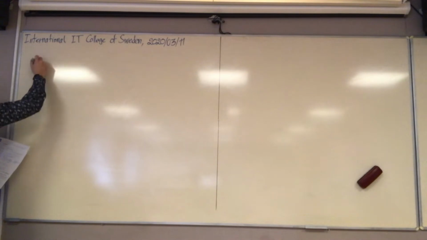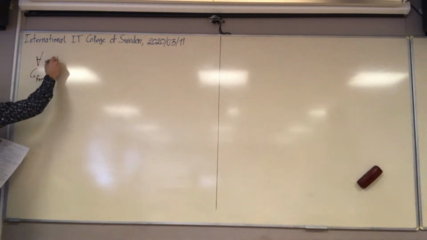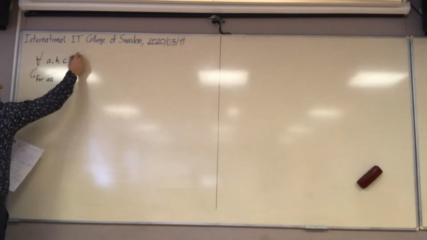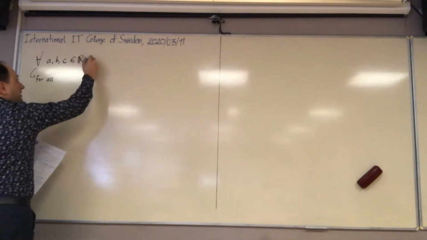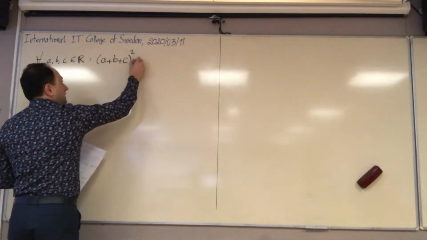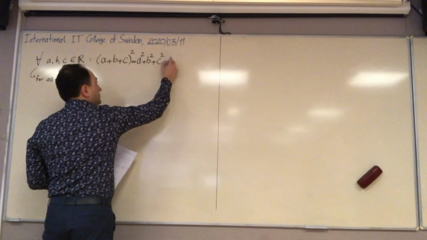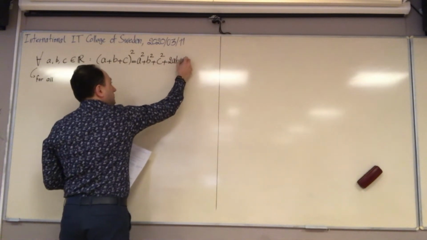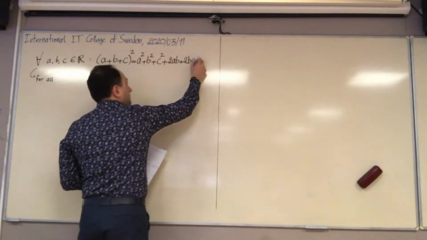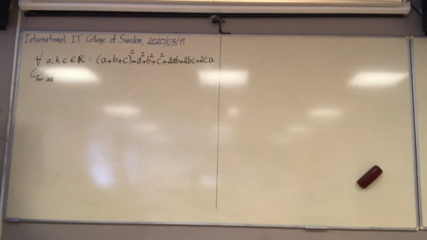We have this for all. This upside down A means for all, yes? For all A, B, and C belonging to the real numbers, we have this new identity. A plus B plus C to the 2 is A squared plus B squared plus C squared plus 2 times A times B plus 2 times B times C plus 2 times C times A. Yes? So that is the new identity.